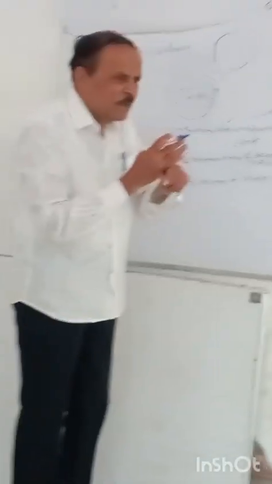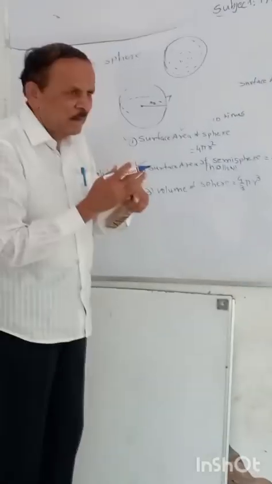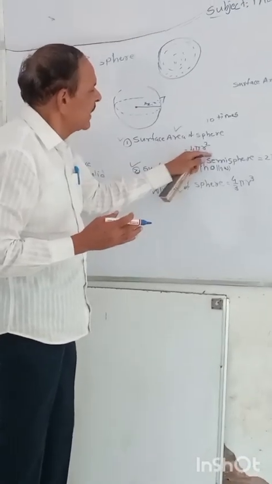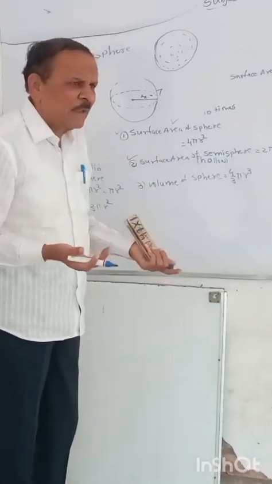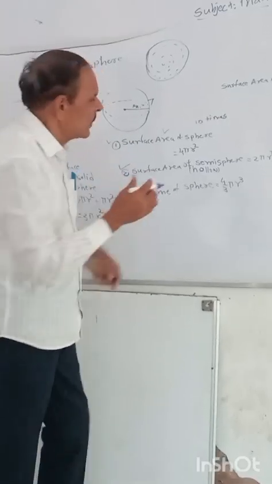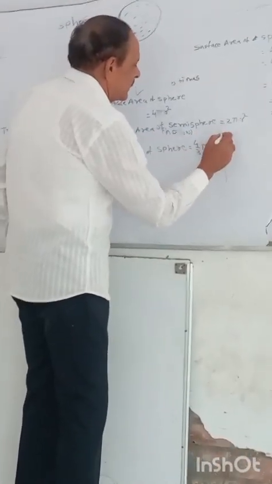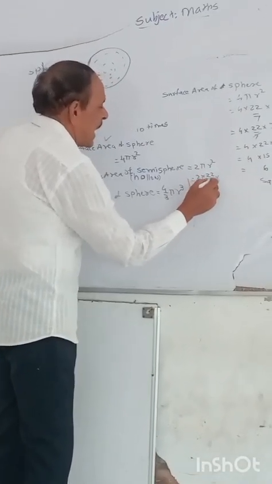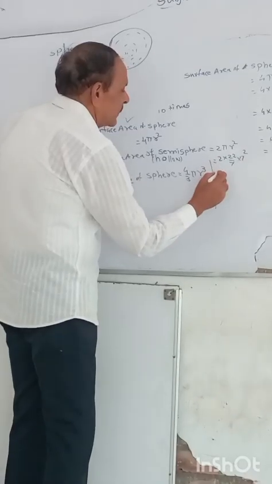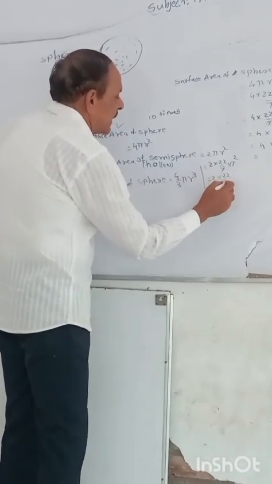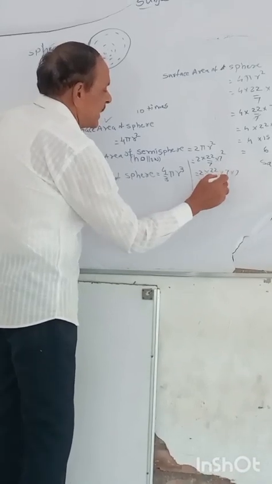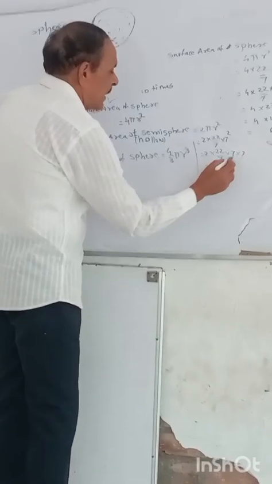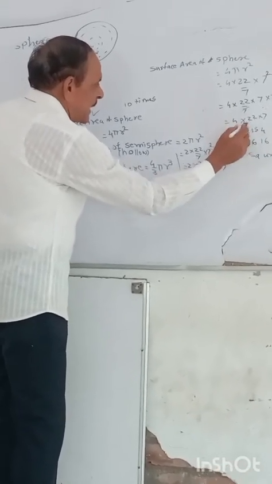Semi-sphere means half of the sphere. The full sphere's area is 4 pi r square, so for the half it will be half of that. What is half of 4? 2. Very good. So 2 pi means 2 into 22 upon 7, r square means 7 into 7. This gets cancelled. And again the same multiplication we had worked out.